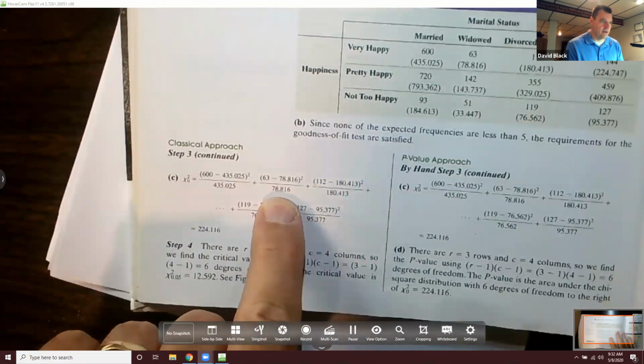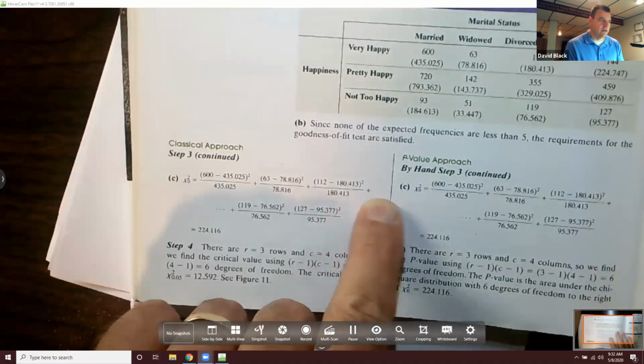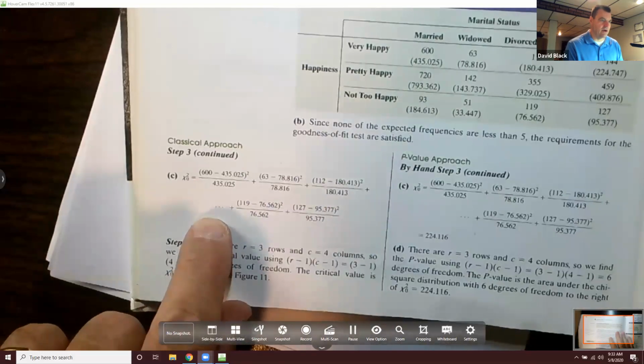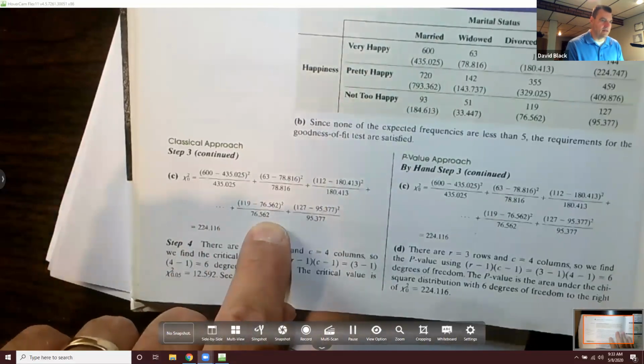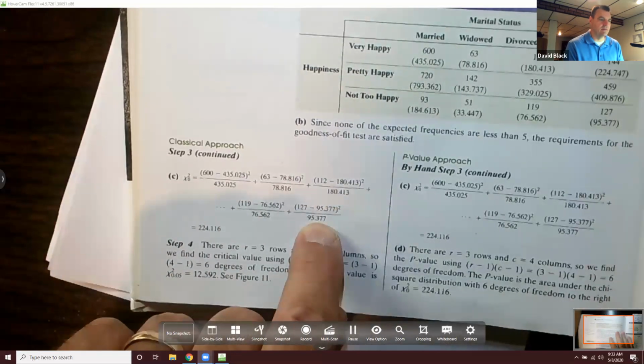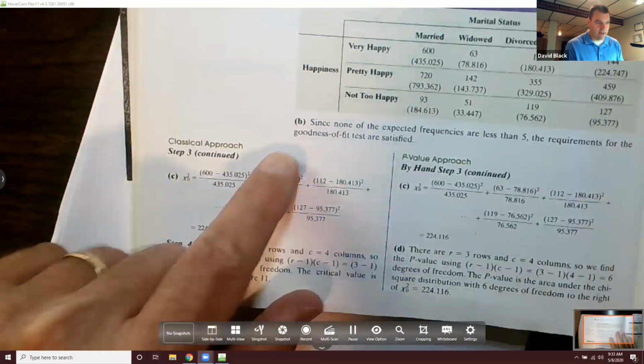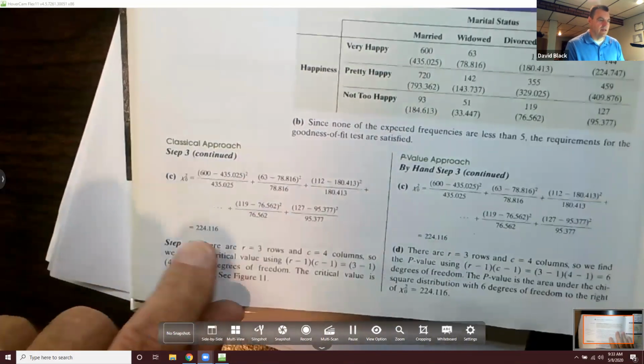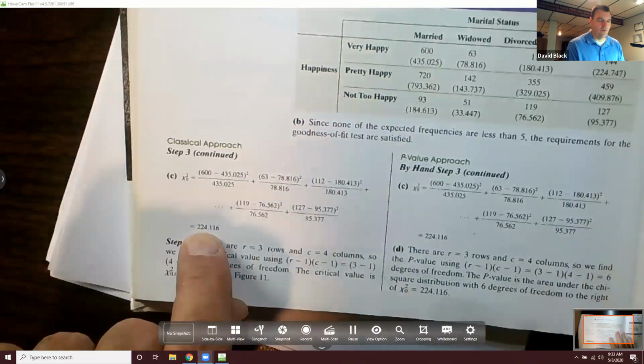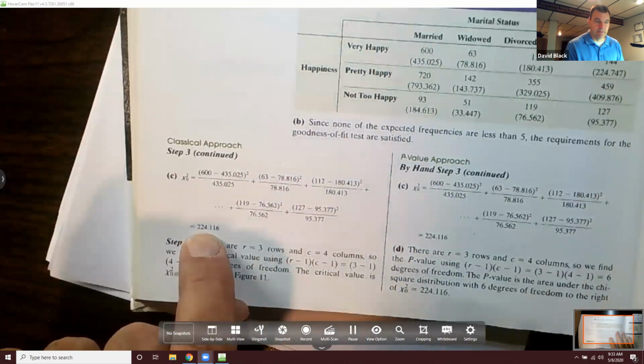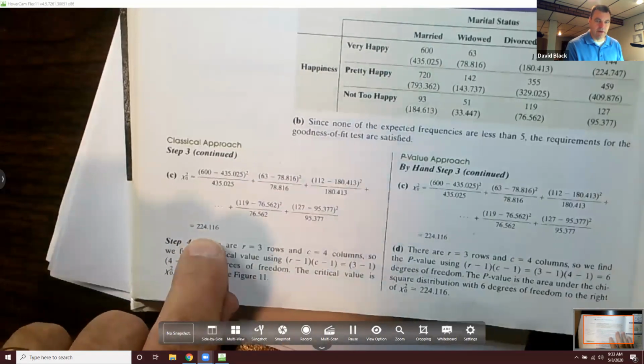Here's the next cell. Here's the third cell. And they say, da, da, da, da, da. We did that for all the cells. Here's the next to last cell, and here's the very last cell. And when it did that for all 12, they got 224.116, I should say. So that's your test value.